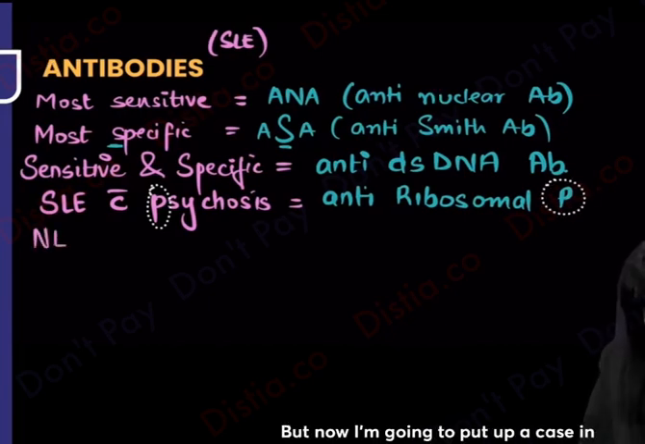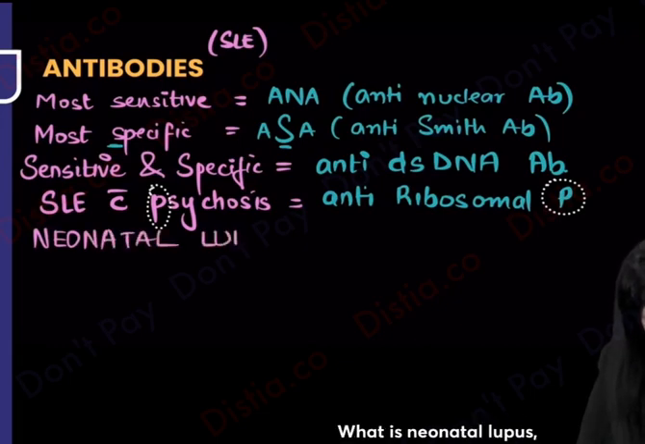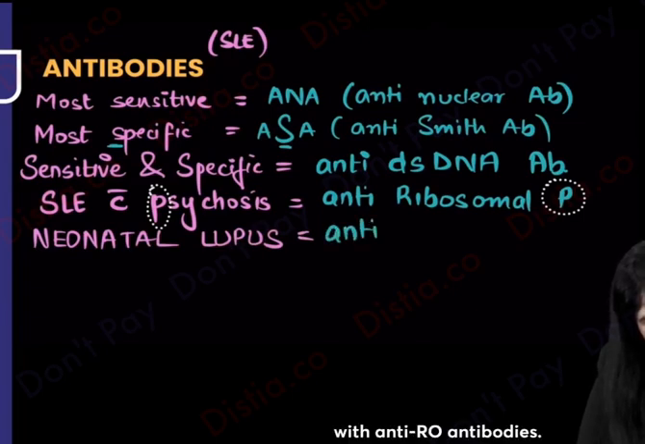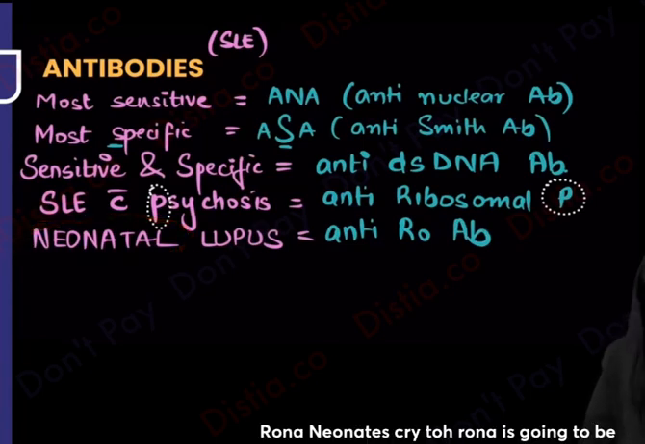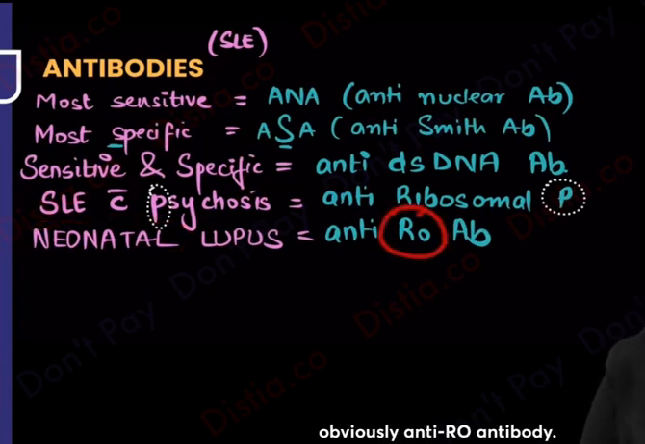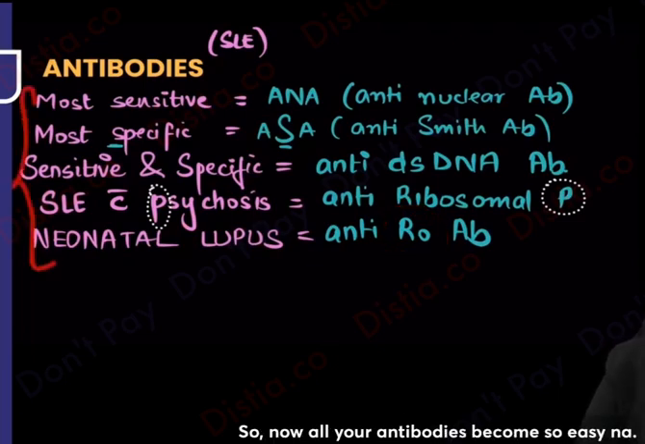But now I'm going to put up a case in which SLE has happened in children. What is neonatal lupus? Neonatal lupus is associated with anti-Ro antibodies. How will I learn this? Because I know neonates cry, Rona, neonates cry and Rona. So Rona is obviously going to be anti-Ro antibody. So now all your antibodies become so easy, na?